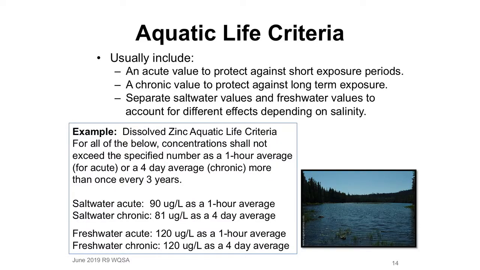Here's an example of aquatic life criteria. These usually include an acute value to protect from short-term exposure, and a chronic value to protect against long-term exposure. And then there are separate ones for salt water and fresh water, as you saw in the example. Here we have a salt water chronic, acute and chronic. So you'll see these things in the tables.